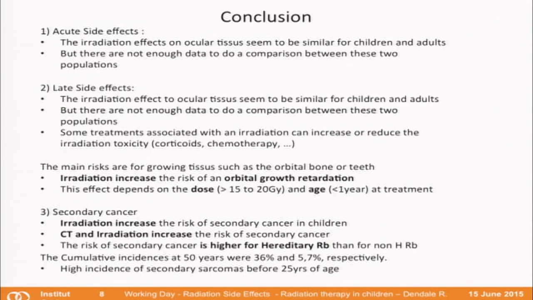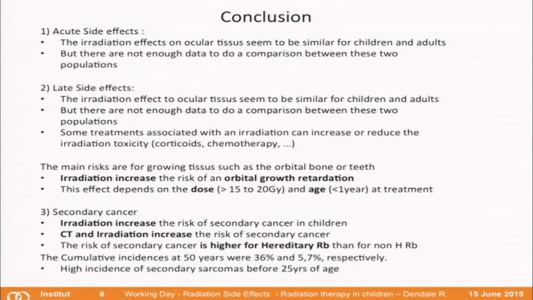Conclusion. For the acute side effects, the irradiation effect on ocular tissues seems to be similar for children and adults, but there is not enough data to compare these two populations. For the late side effects, it is the same for ocular tissues. Some treatments associated with irradiation, such as corticosteroids or chemotherapies, can increase or reduce the irradiation toxicities. The main risks are for growing tissues such as the orbit, bones or teeth.